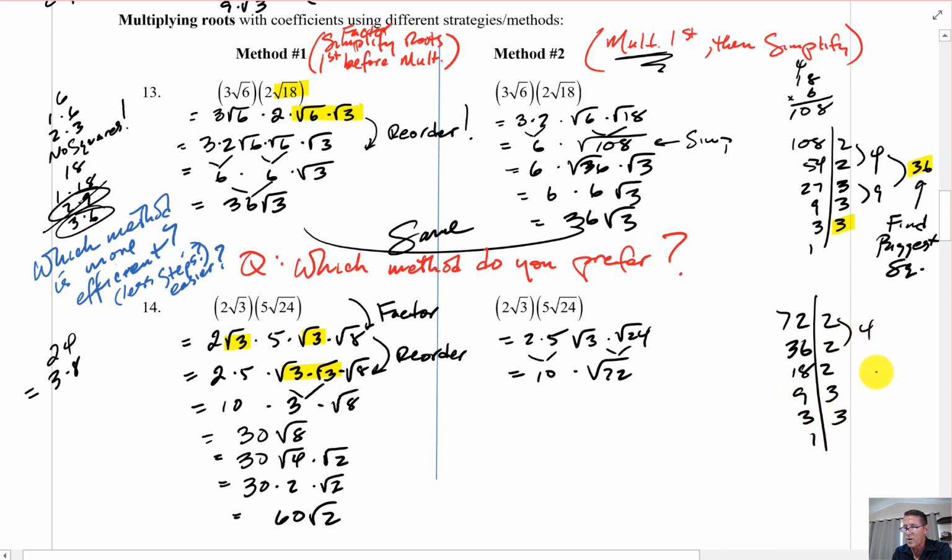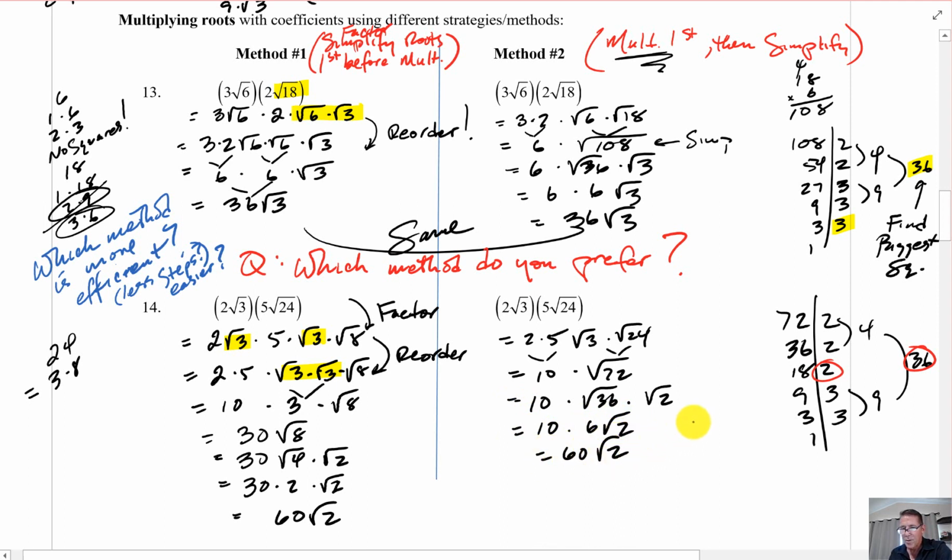And then you're looking for squares. So I see one here, I see one here, I see a bigger one here. So my factors of 72 are 36 and 2, which we saw in the very beginning. So this is 10 times root 36 times root 2, and this is 10 times 6 times root 2, and that's 60 rad 2. So there's different ways of doing things. Sometimes the second method is faster, and sometimes the first method is faster.